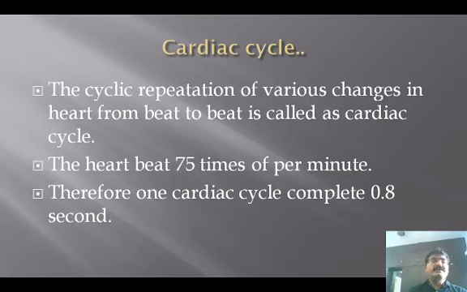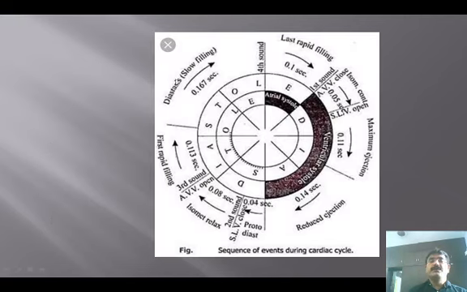The heartbeat is about 75 times per minute. Therefore, one cardiac cycle is completed in 0.8 seconds. Here in these diagrammatic representations we can clearly understand what is meant by the cardiac cycle. We already know that the cardiac cycle is completed within 0.8 seconds, and that it has two sets of pumping, that is, systole and diastole. Auricular systole is followed by auricular diastole. Ventricular systole is followed by ventricular diastole.